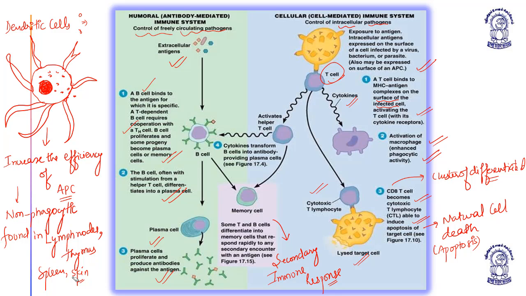There are different types of dendritic cells. These dendritic cells are a type of antigen presenting cell. Along with macrophages and B cells, dendritic cells are also antigen presenting cells. These cells have long cytoplasmic or protoplasmic processes. They increase the efficiency of antigen presenting cells, and they are non-phagocytic. They are found in lymph nodes, spleen, thymus, and skin.